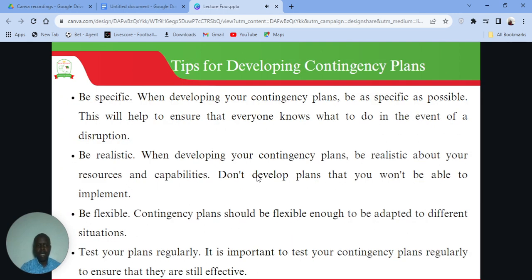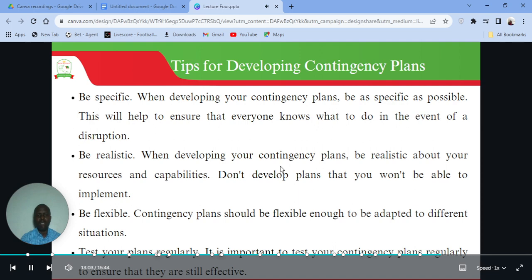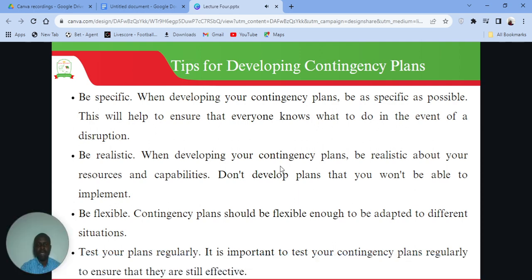Now, when you are developing these strategies, number one, you need to be specific. You need also to be realistic. You need to be flexible. You need to test your plans regularly. This could also be borrowed from the SMART abbreviation, specific. So if it is a certain contingency plan, give us a single contingency plan that is going to help us to mitigate the risk. And also, you need also to be realistic.